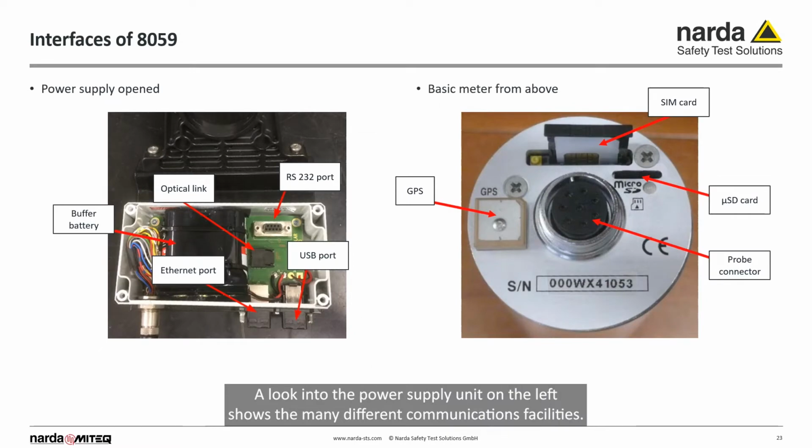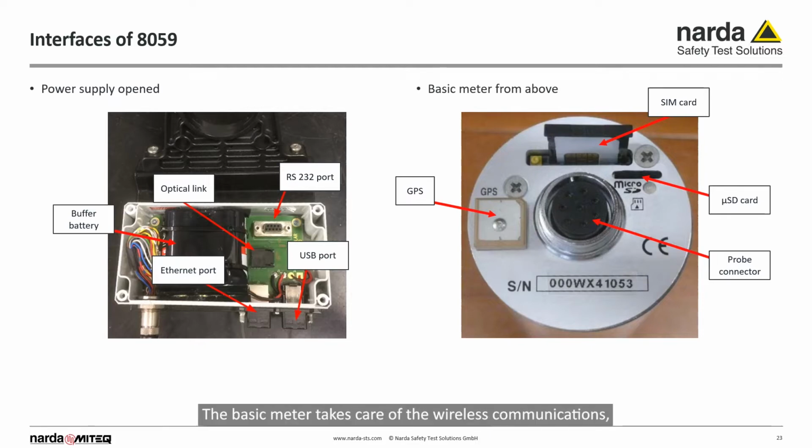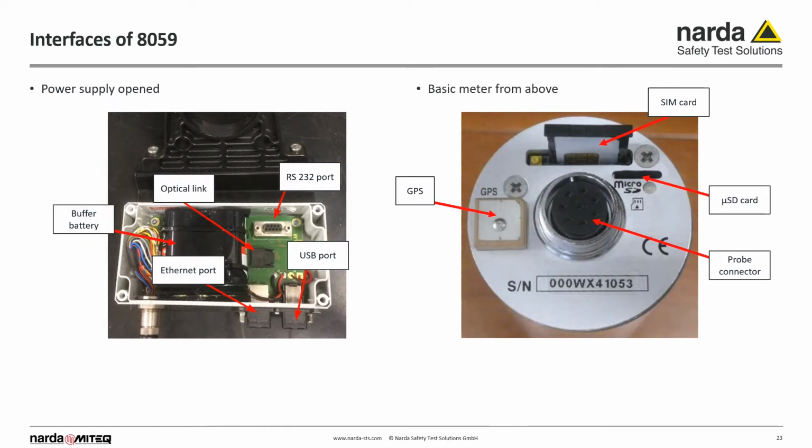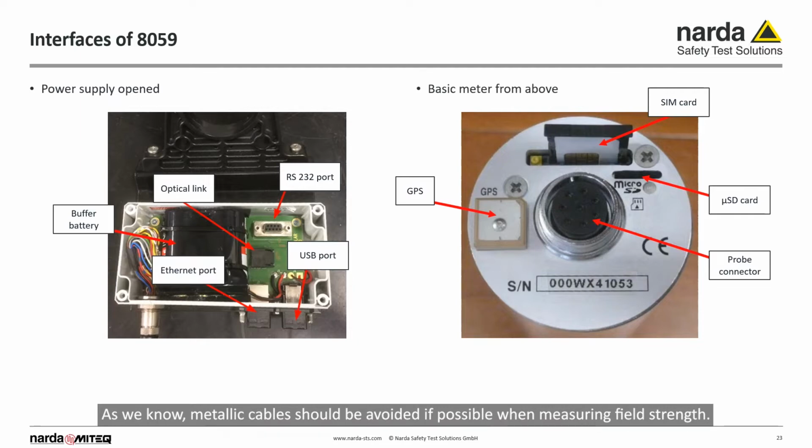A look into the power supply unit on the left shows the many different communication facilities. The basic meter takes care of the wireless communication, but all the wired services are found here: Ethernet, USB, RS-232, mainly for setting up and maintaining the monitor. The optical connector is particularly important. This allows communications with the monitor without the interfering effects of metal cables. As we know, metallic cables should be avoided if possible when measuring field strength.